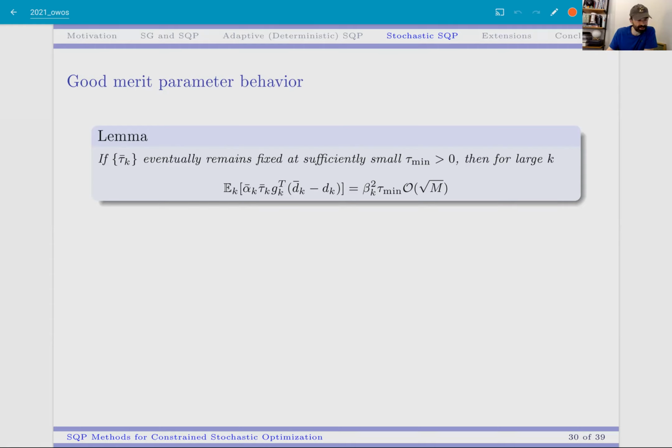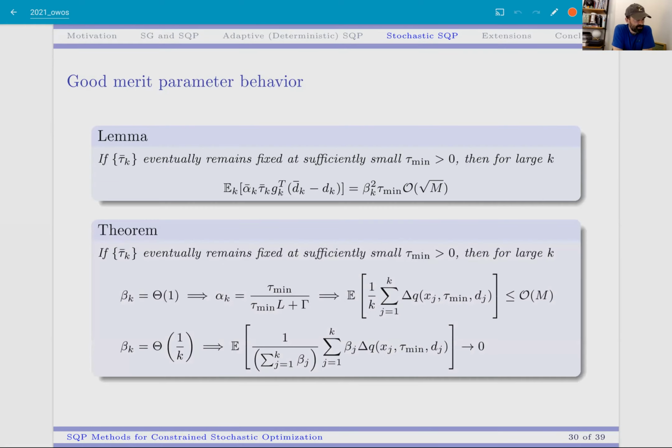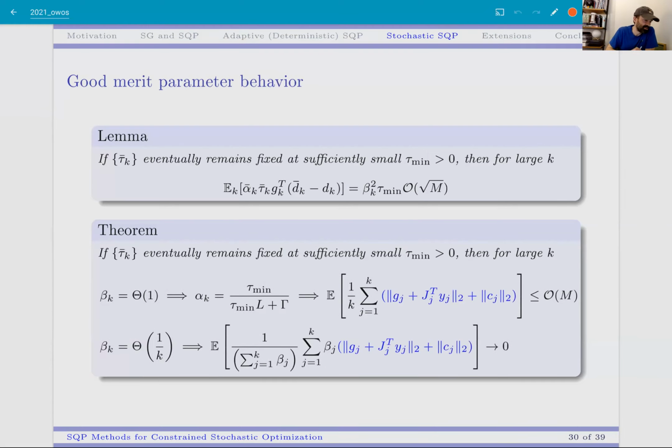And we can prove, very much mimicking what we see in the stochastic gradient setting, that once the merit parameter settles down and we have a fixed beta, the expected average delta Q, and remember, delta Q is basically related to the optimality measure of the constrained problem, is going to be bounded by a constant. With a fixed step size, that is sort of a neighborhood of a solution. Otherwise, with diminishing step sizes, we can get a result like this. And we can actually put this in terms of our optimality conditions to get a result of this form.